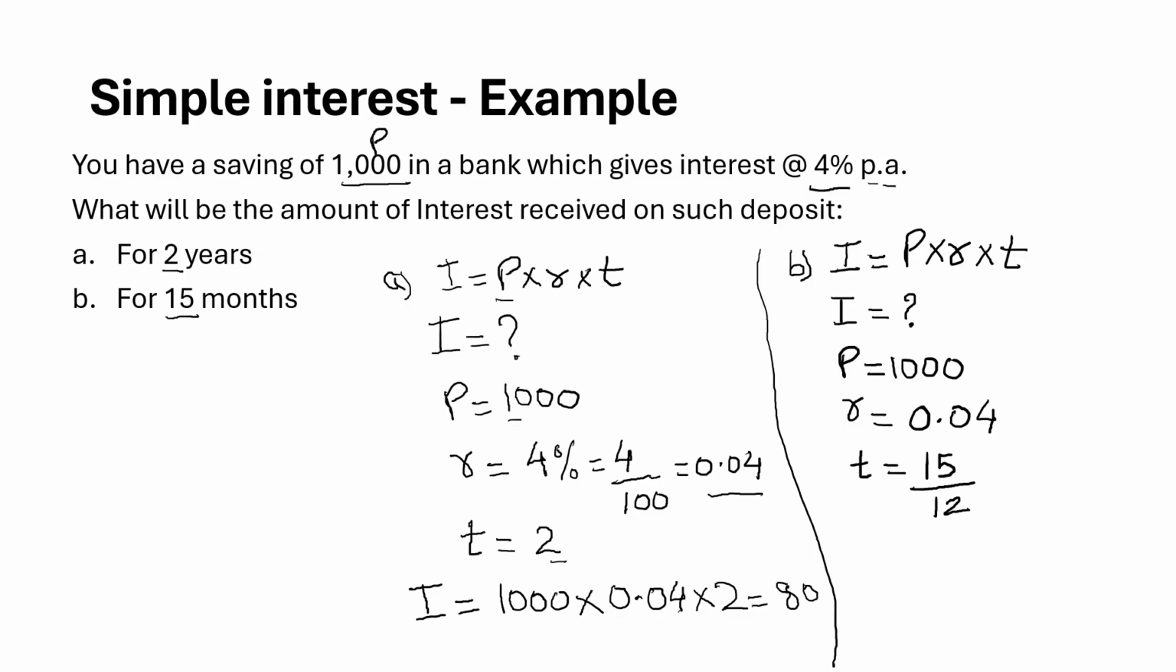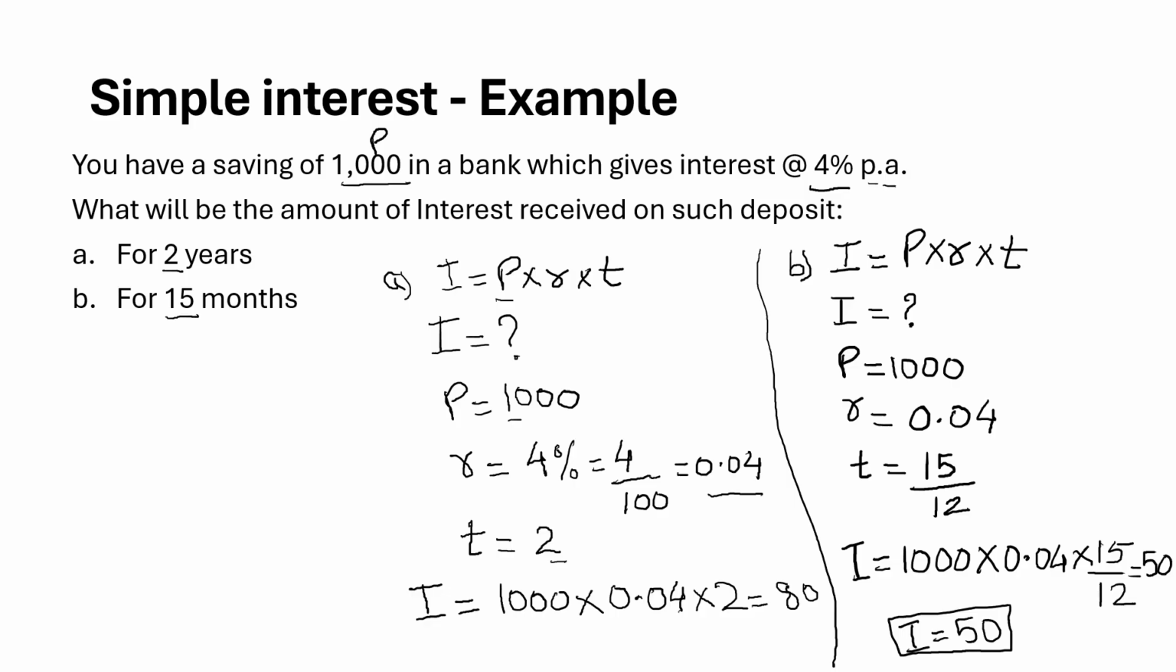Now we will put it in the formula. I is equal to 1000 multiplied by 0.04 multiplied by 15 divided by 12. So what answer we will get here? Our answer is 50. So here my I is equal to 50. Is that clear, everyone?